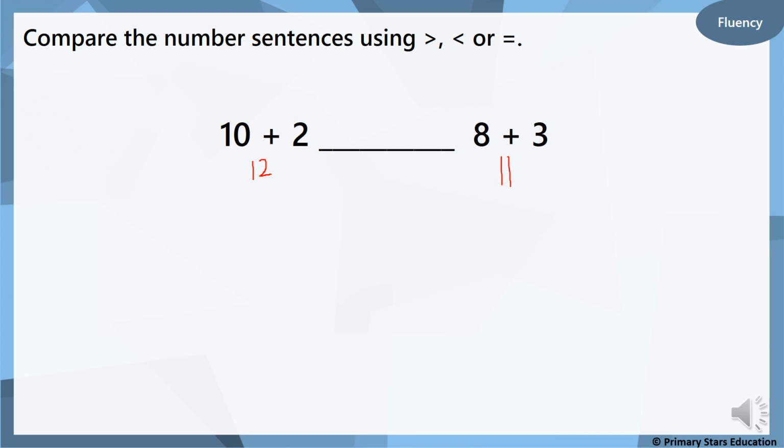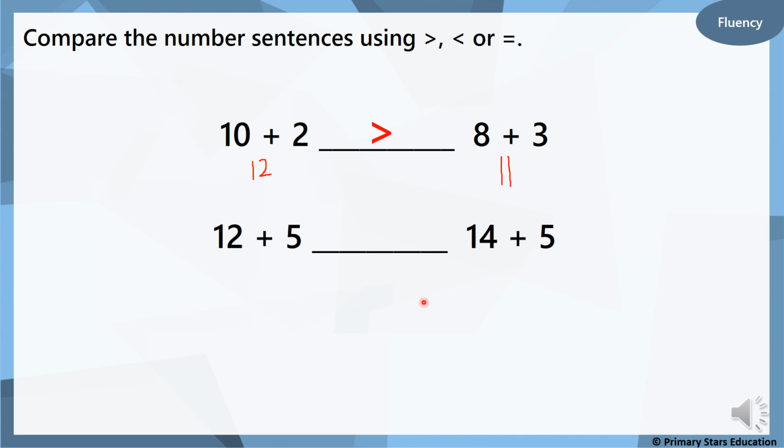So which calculation has the greatest answer? Yes, it is 10 add 2 is greater than 8 plus 3. And there's that symbol. Notice how the open end is towards that bigger calculation there. It's greater than 8 plus 3. So 10 add 2 is greater than 8 add 3. Now I'll have a look at this one.